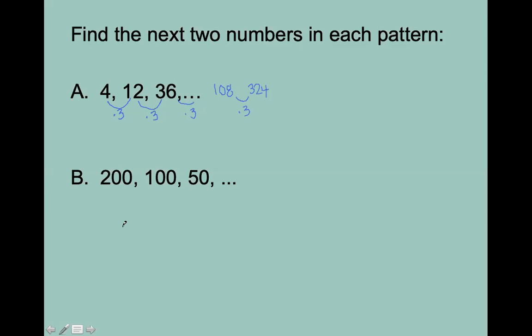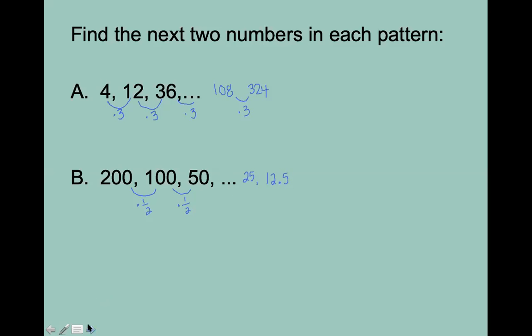All right, let's look at this one. To go from 200 to 100, definitely looks like cutting things in half. Looks like I'm multiplying by 1/2. Let's see, 100 to 50, yep, cutting it in half. So half of 50 would be 25. And half of 25 would be 25 halves or 12.5, however you want to look at that.